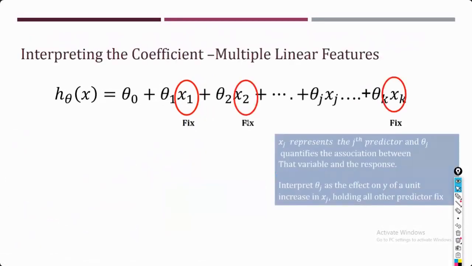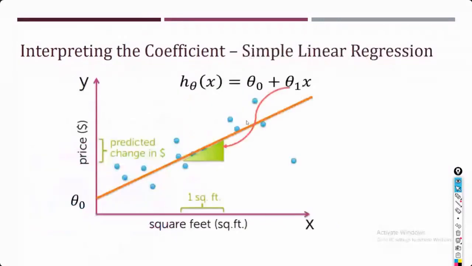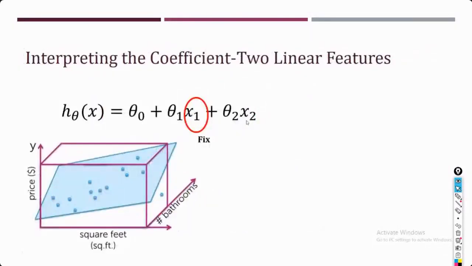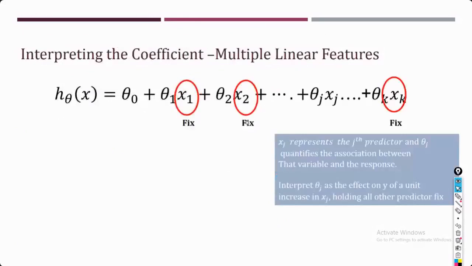If I'm extending this into k dimensions, I will fix all of the features except the one which we want to analyze. Suppose I fix the size of your house, the number of bathrooms and the number of balconies, and I want to see, if I increase the number of floors by 1 unit, how much change I will observe in my price. That way this form could be extended to multiple dimensions.